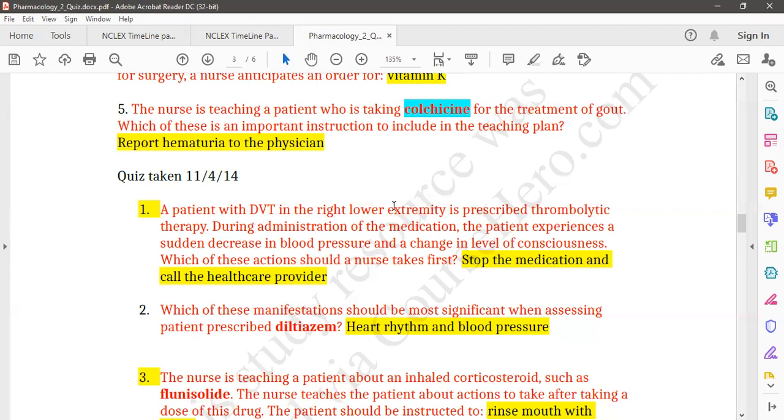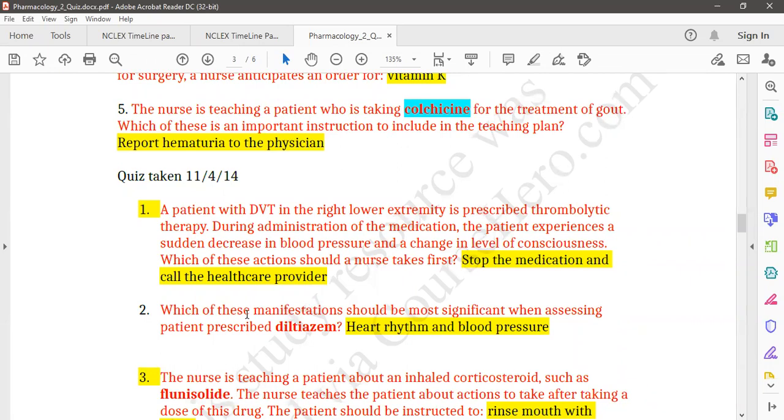Question number 2, phase 1, a patient with deep vein thrombosis of the right lower extremity is prescribed thrombolytic therapy. During administration of the medication, the patient experiences a sudden increase in blood pressure and a change in the level of consciousness. Which of these actions should the nurse take first? With anticoagulant or thrombolytic therapy, a sudden change in blood pressure and level of consciousness means we must stop this medication and call the healthcare provider.